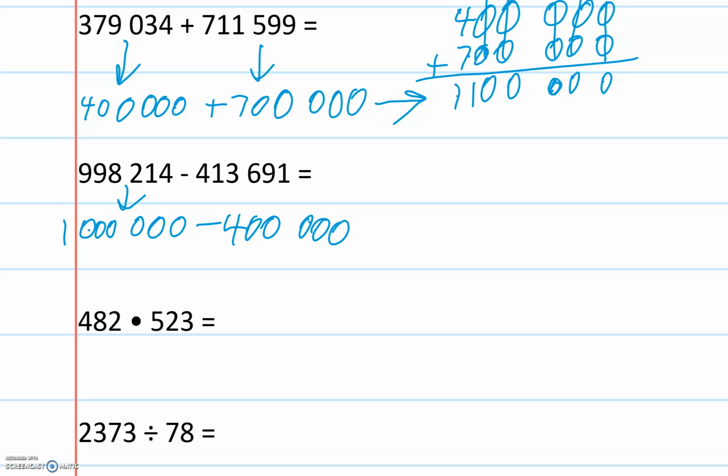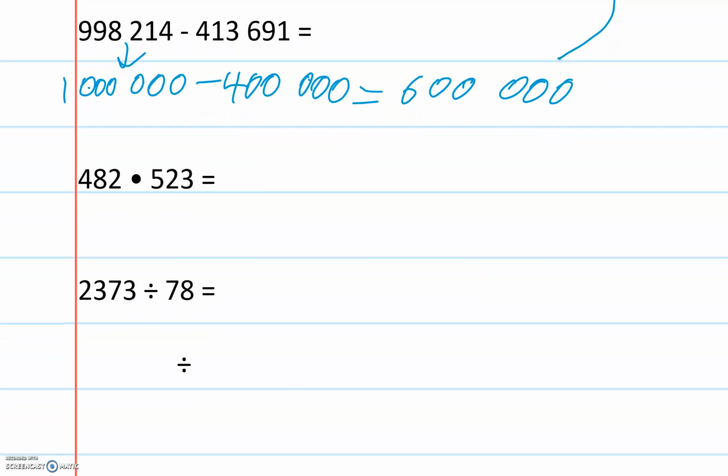Okay? Now you can see, well, basically I'm taking 10 and I'm subtracting 4, and I'd be left with 600,000. Again, if you're having trouble, I would go up and down like this and keep more track of the digits.